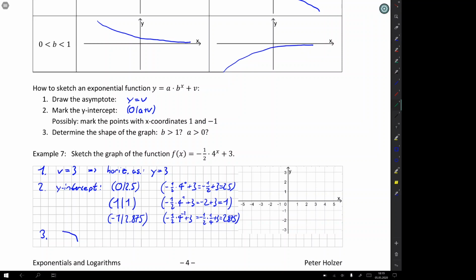So let's draw all the points and things that we found. So we have the asymptote here that we know already. Then we know the y-intercept, which is at 0, 2.5. And we have the points 1, 1 and -1, 2.875, something like this. So when I draw now the graph, it looks something like this, and this really fits also with what we found here. Obviously, we would not need these 2 points, for example. It would be enough to have the horizontal asymptote here and the y-intercept, and knowing the shape, we could have sketched that as well.